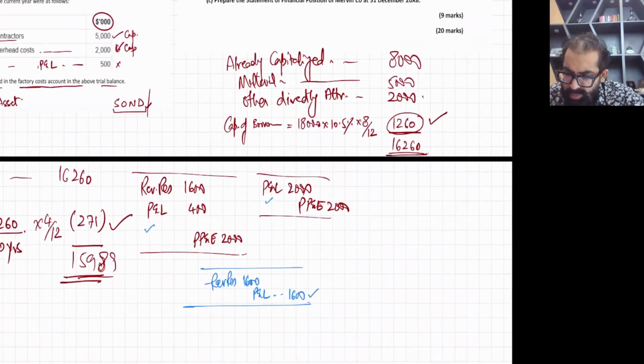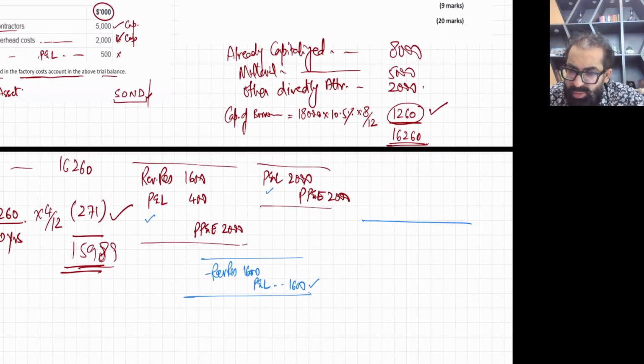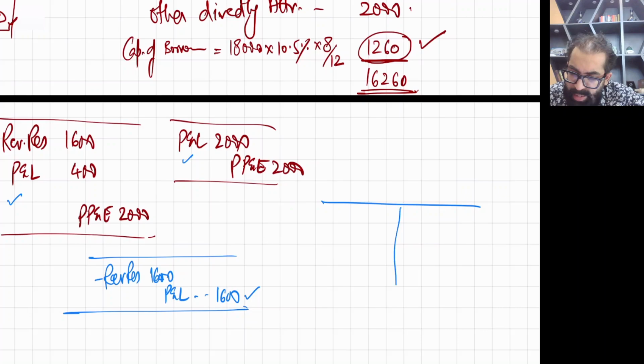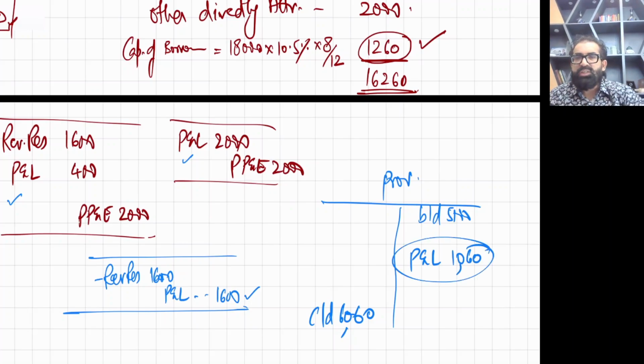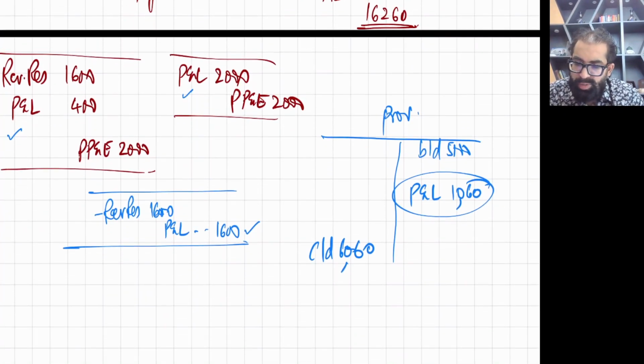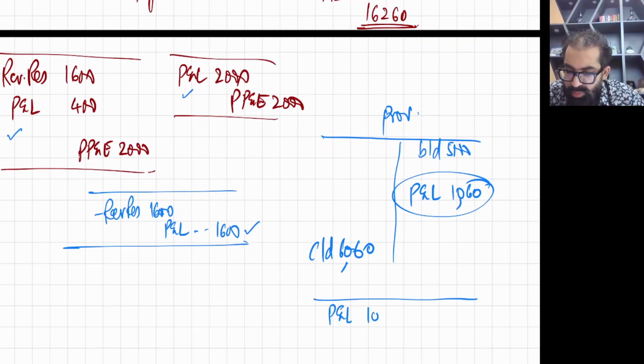You know the rules. Listen, if you do it with the help of T account, the opening provision is 5,000 and closing is 6060. So how much is the increase? The increase is 1060. This is your additional expense. And for those who love double entry, the double entry is P&L debit 1060 and provision credit 1060.